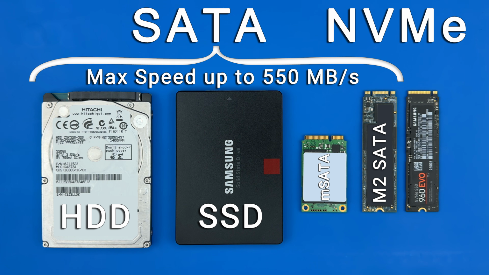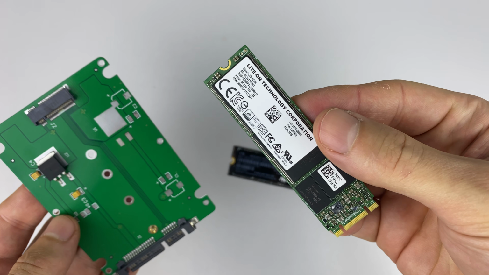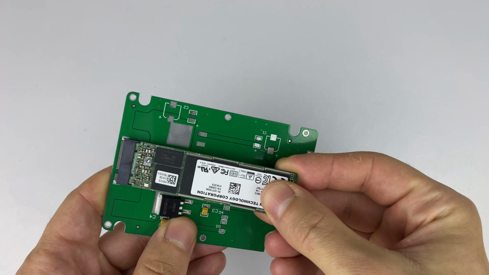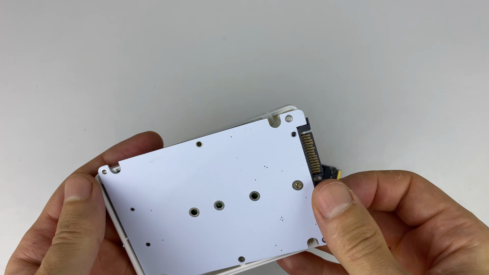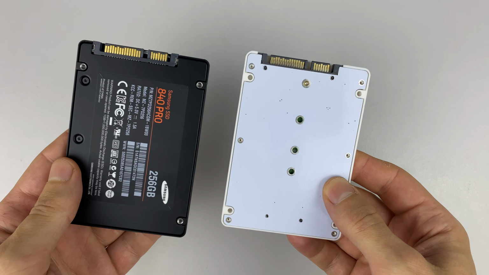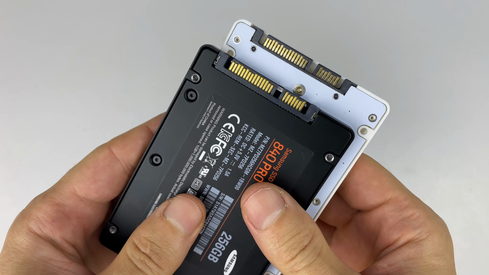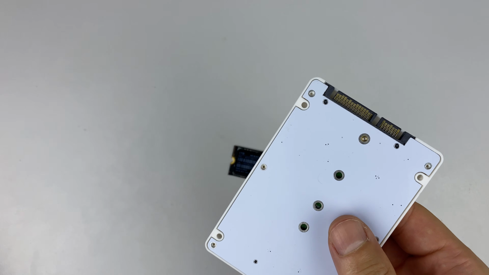This means that even though a 2.5-inch SSD or HDD has a completely different form factor from an M.2 SSD, you can use a converter adapter to connect an M.2 SSD to a 2.5-inch interface. These two storage devices are compatible because they both operate using the SATA interface.